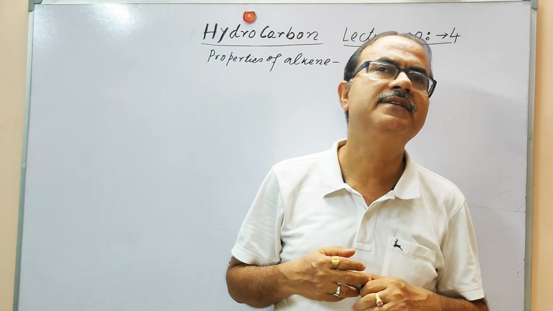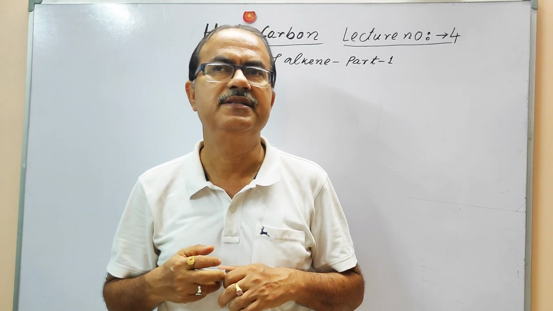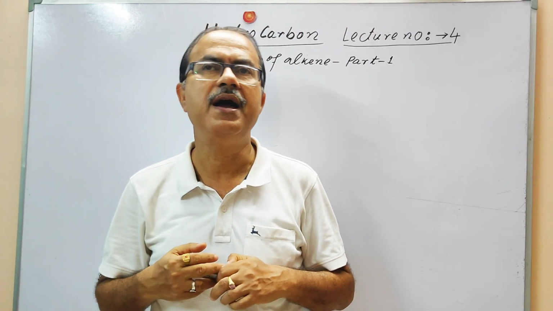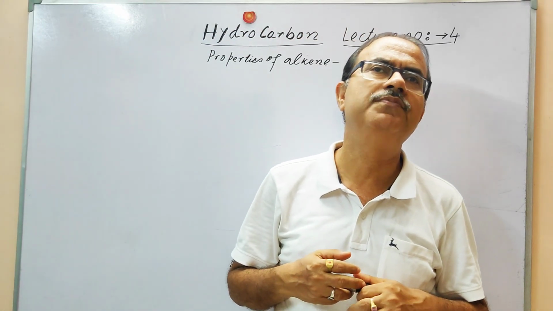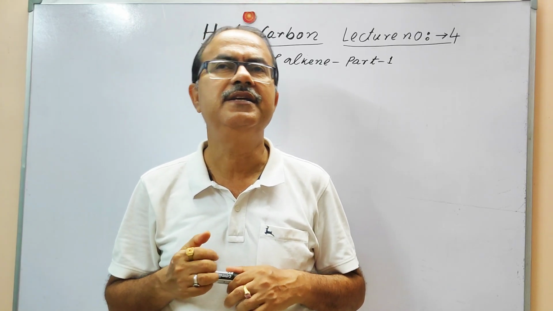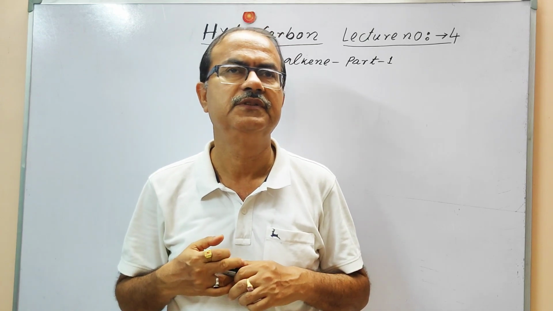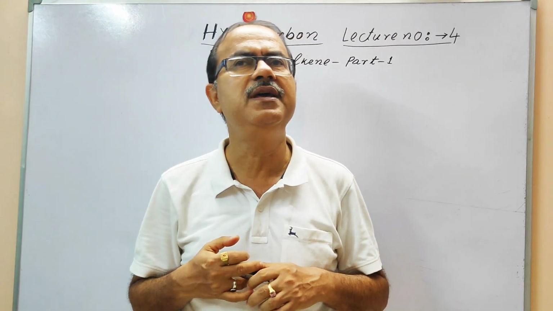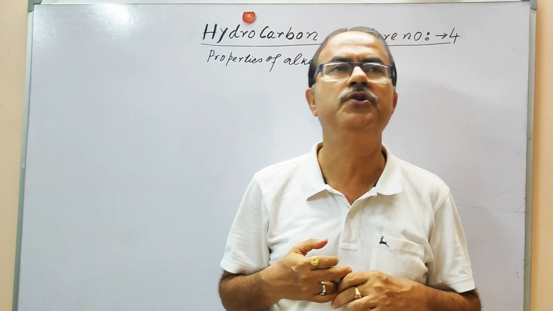Second point, its color and odor. It exists in a colorless condition, and it is odorless. But the first member of this family, that is ethene, exists as a colorless gas, but it has a faint, very sweet smell. Third point, its solubility. Naturally, it is not soluble in water, but it is soluble in organic solvents like ether, petroleum ether, etc.